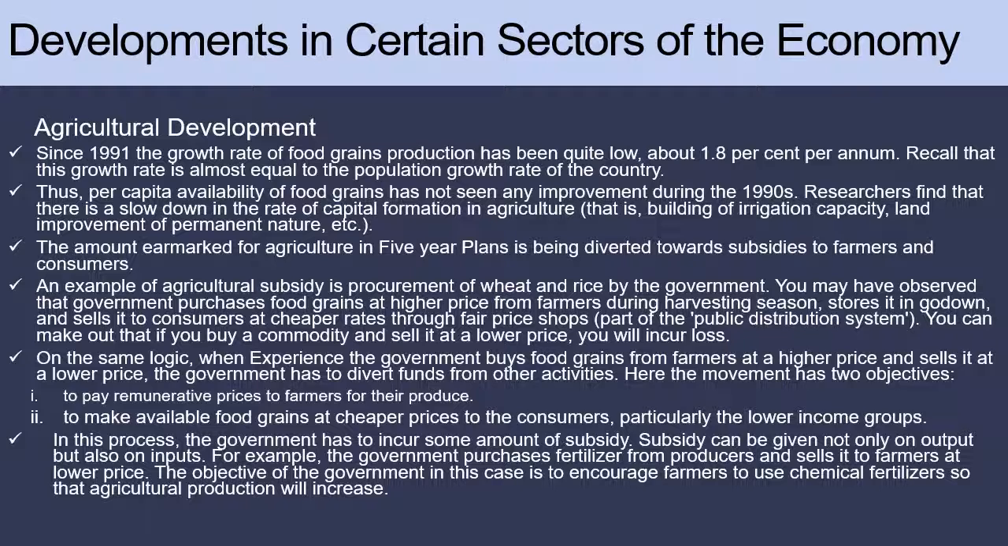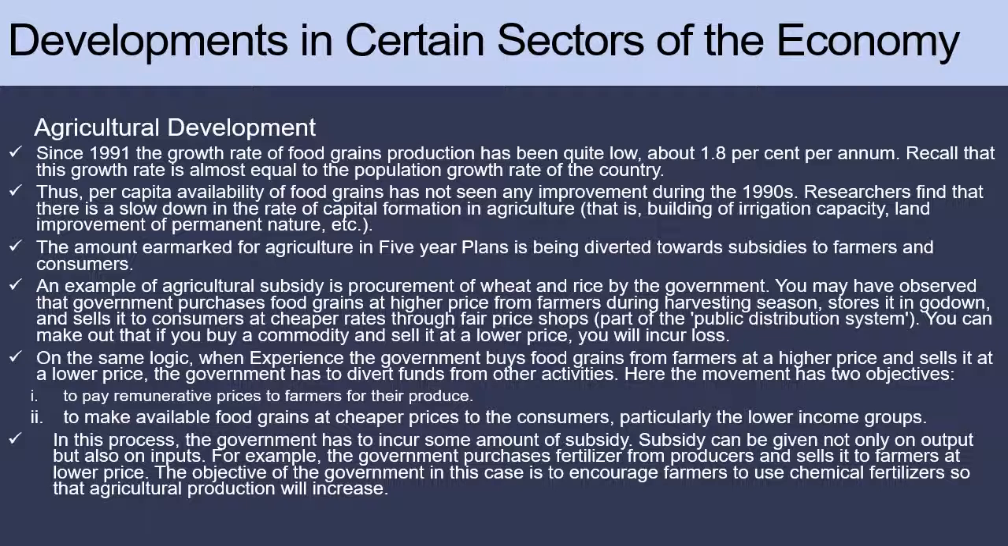You can make out that if you buy a commodity and sell it at a lower price, you will incur loss. On the same logic, when the government buys food grains from farmers at a higher price and sells it at a lower price, the government has to divert funds from other activities. Here the move has two objectives. 1. To pay remunerative prices to farmers for their produce. 2. To make available food grains at cheaper prices to the consumers, particularly the lower income groups. In this process, the government has to incur some amount of subsidy.